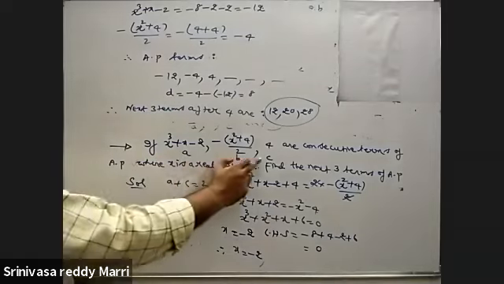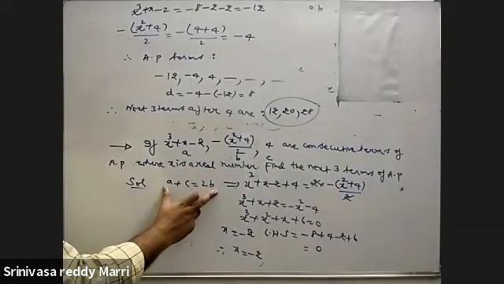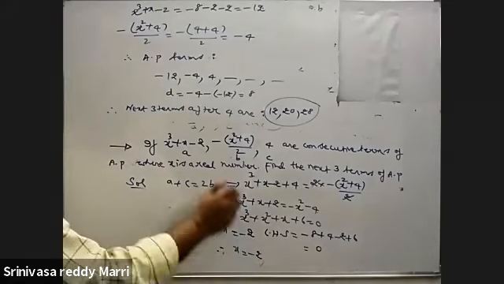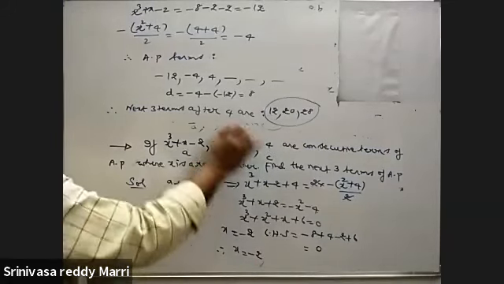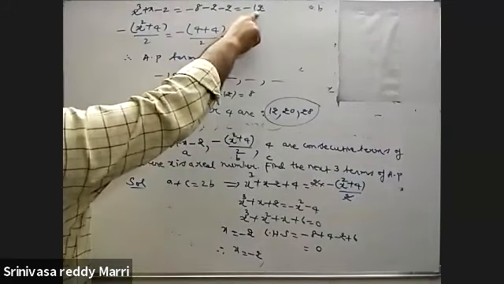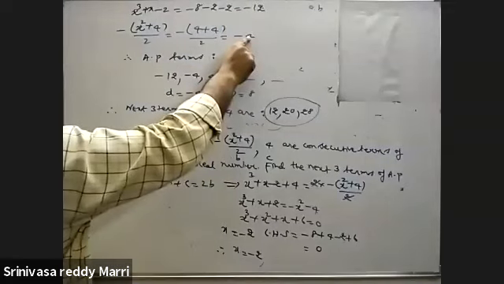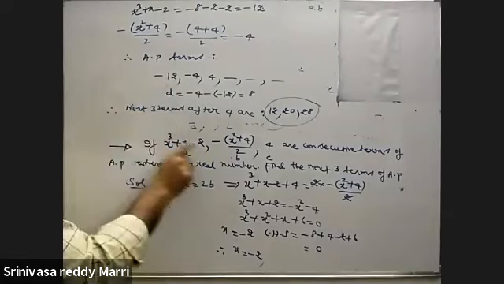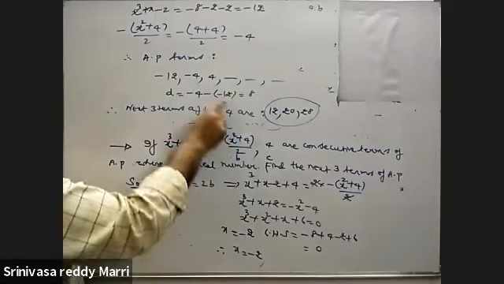Here 3 terms are given. We have used A plus C equal to 2B and calculated x equal to minus 2. X equal to minus 2 means you will get these 3 terms. This is minus 12, this is minus 4 and this is 4.